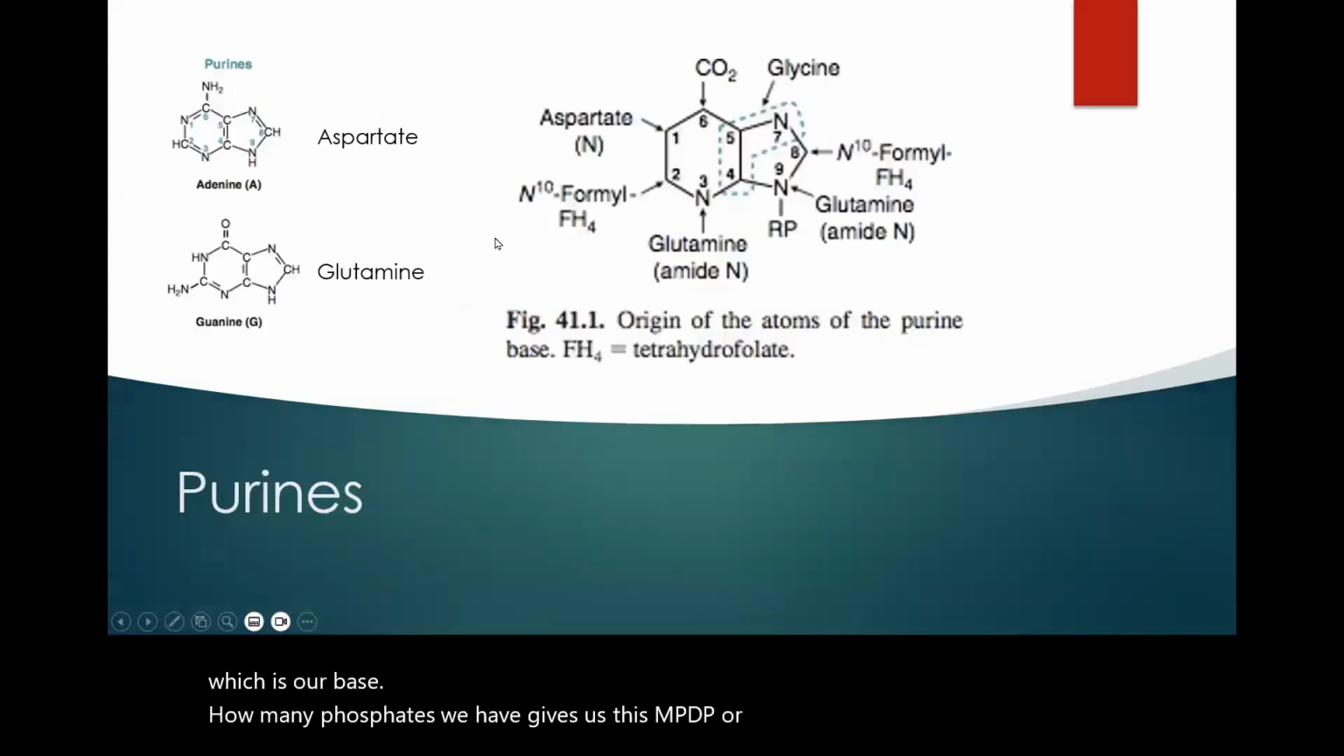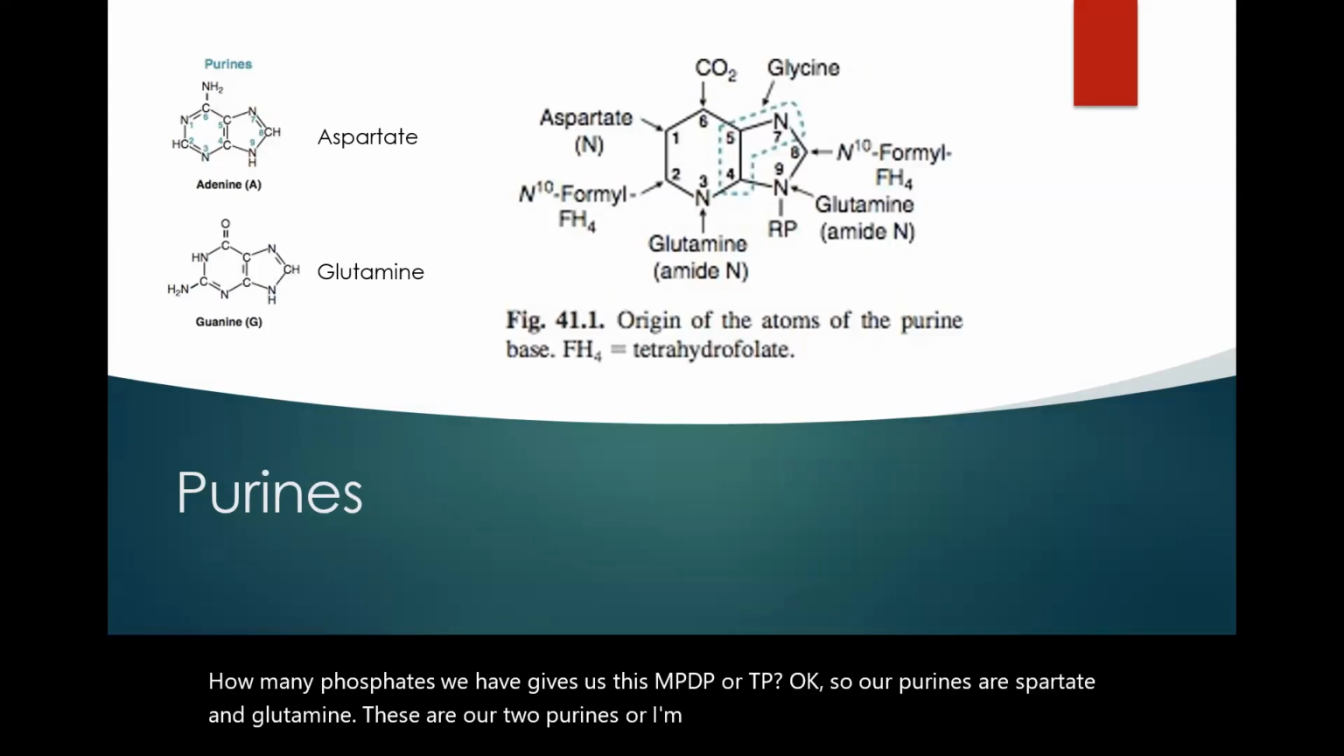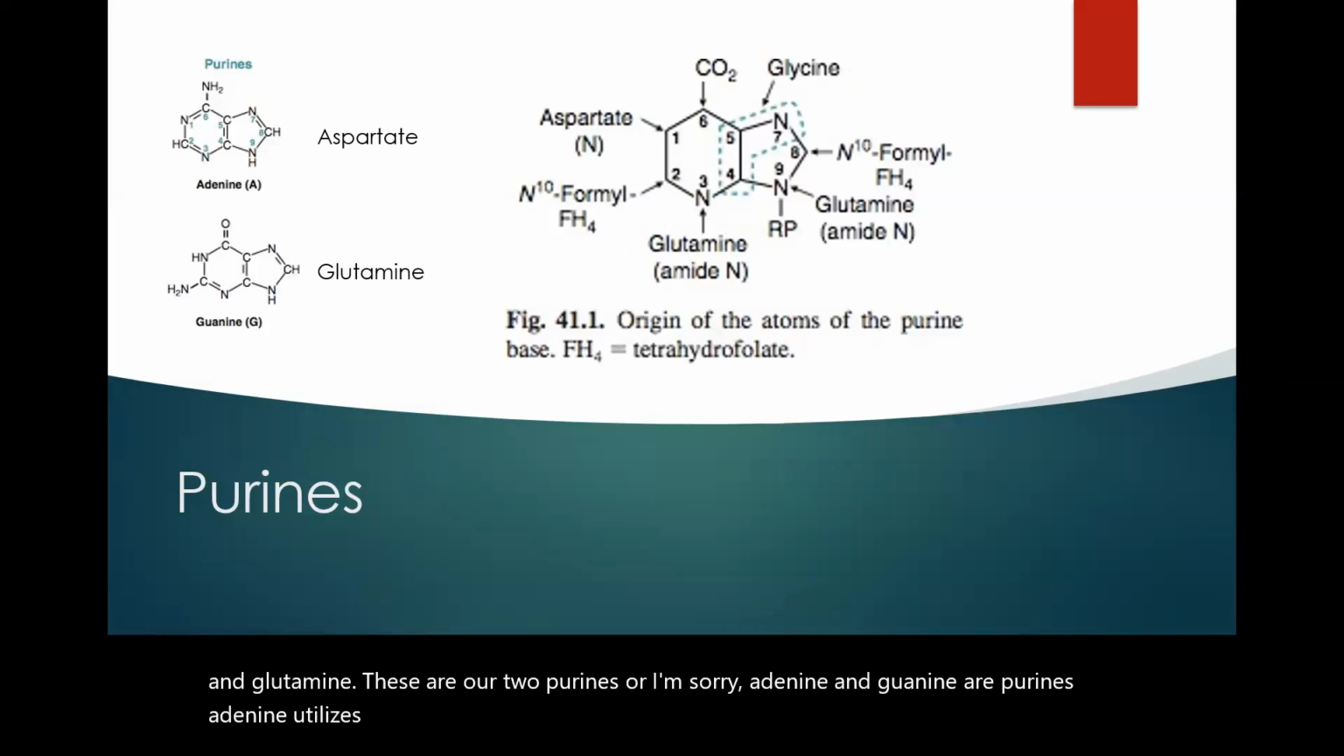Okay, so our purines are aspartate and glutamine. These are our 2 purines, or I'm sorry, adenine and guanine are our purines. Adenine utilizes aspartate as one of the main amino acids that builds it up. Guanine uses glutamine. It's one of the amino acids that contributes carbons to it.